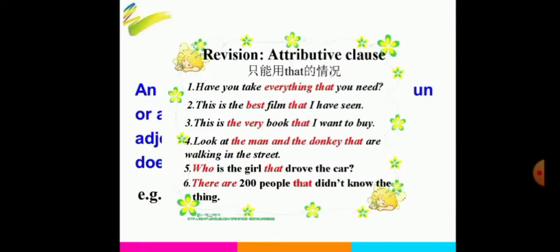Revision of attributive clauses. Have you taken everything that you need? This is the best film that I have seen. This is the very book that I want to buy. Look at the man and the donkey that are walking in the street. Who is the girl that drove the car? There are 200 people that didn't know this thing.